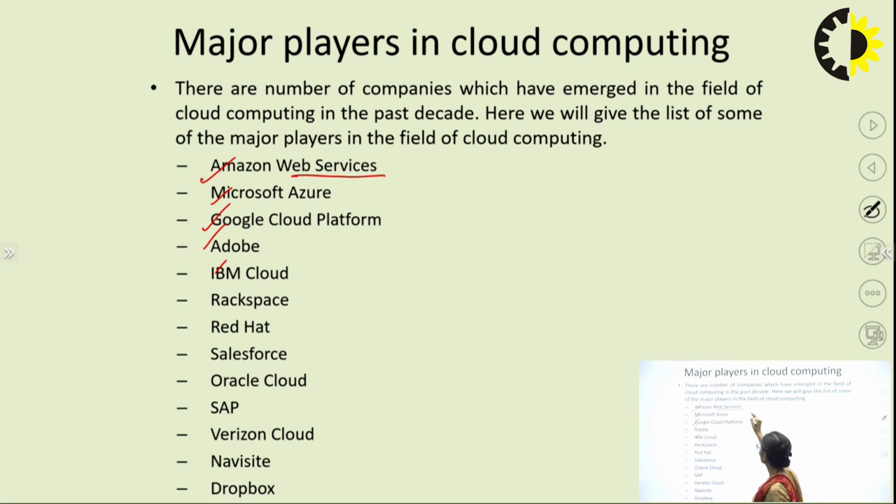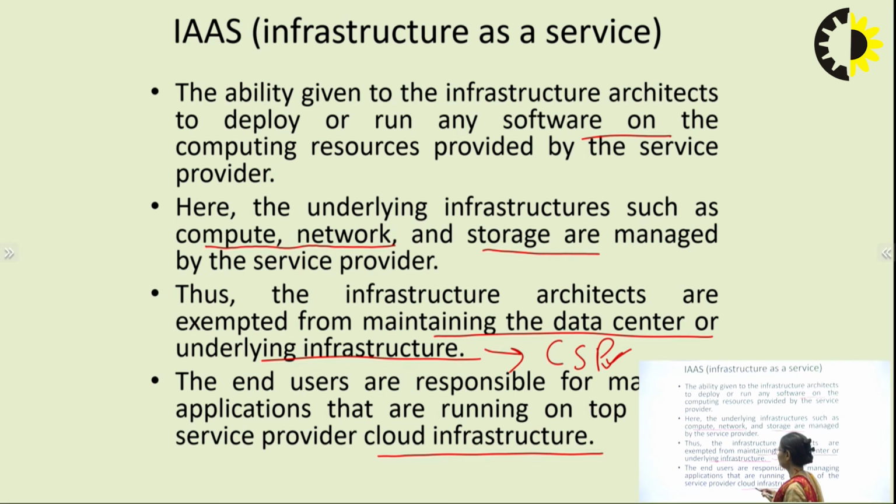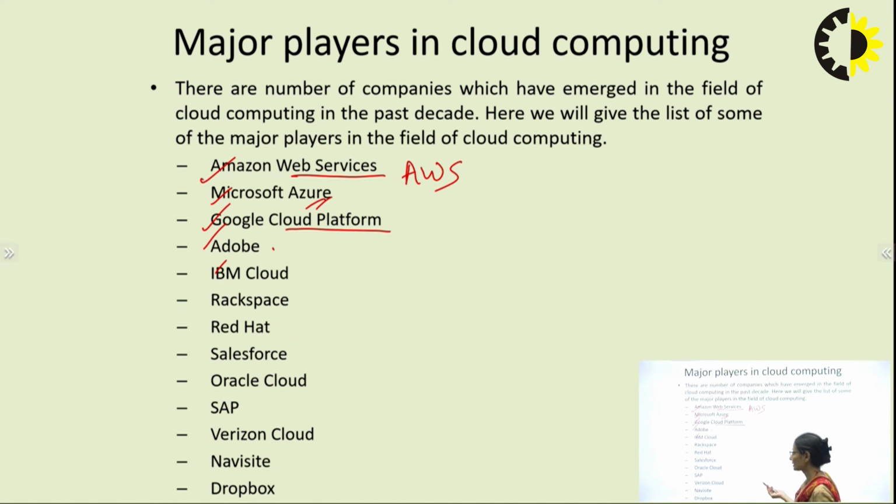Amazon has given web services that is known by the name AWS. From Microsoft, we have Azure. Google has given an integrated cloud platform, that is the Google Cloud Platform. Adobe has also given a platform. Then we have IBM Cloud, Rackspace, Red Hat also has given certain services. Then Salesforce, Oracle, SAP, Verizon, Navisite, Dropbox, these are a few names in cloud computing.